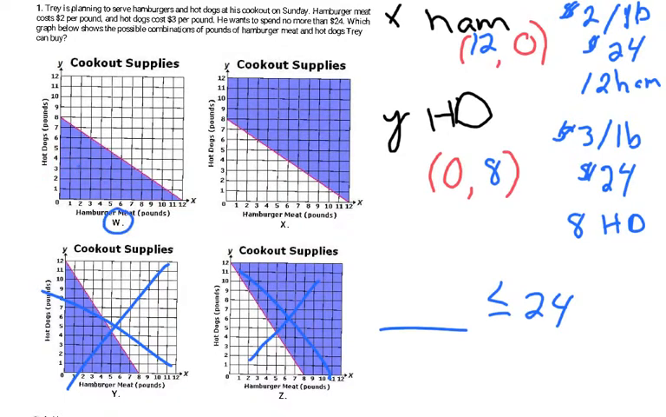And you could even take a point and see if it makes sense. So if he gets 2 pounds of hamburger and 3 pounds of hot dogs, so 2 hamburger is $2. So 2 times 2 is 4. And 3 hot dog, 3 times the 3 pounds, $3 per pound is $9. So 4 plus that 9 is 13. Well, that's under the 24 he has to spend, so that one makes sense.